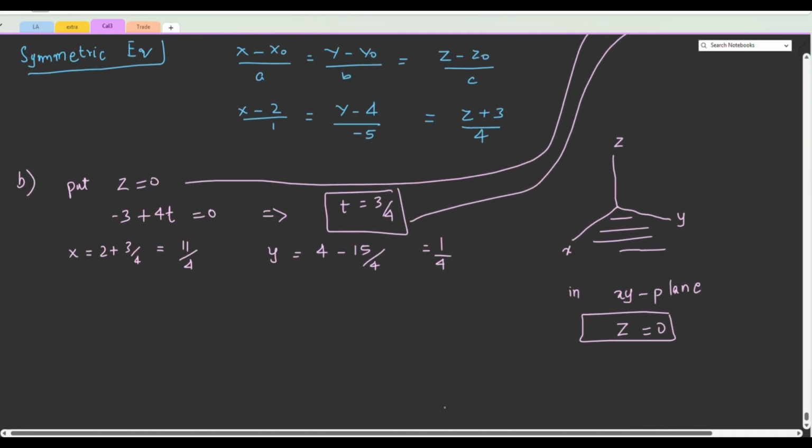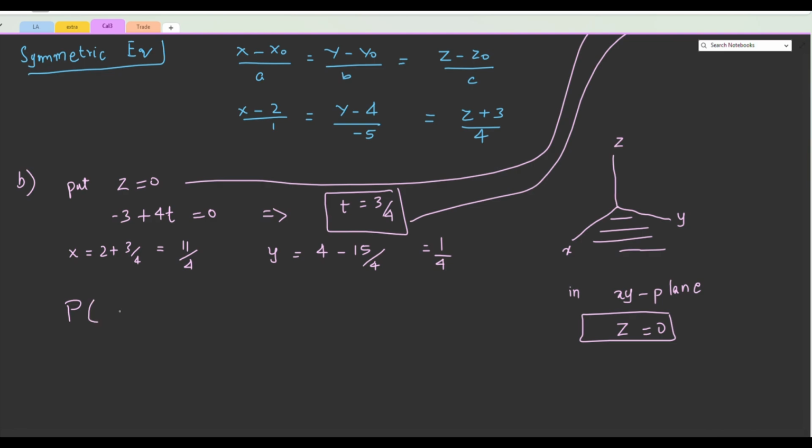So the required point in the xy plane has the coordinates 11 by 4, 1 by 4, and 0. That's how you can find the point where the line intersects the xy plane.